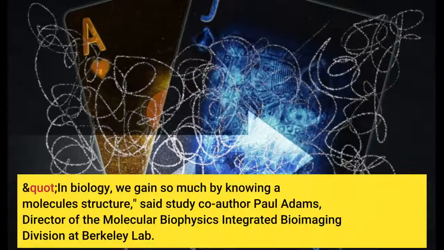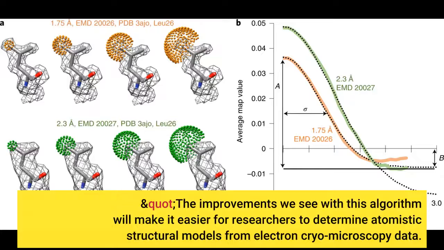In biology, we gain so much by knowing a molecule's structure, said study co-author Paul Adams, director of the Molecular Biophysics Integrated Bioimaging Division at Berkeley Lab. The improvements we see with this algorithm will make it easier for researchers to determine atomistic structural models from electron cryo-microscopy data.